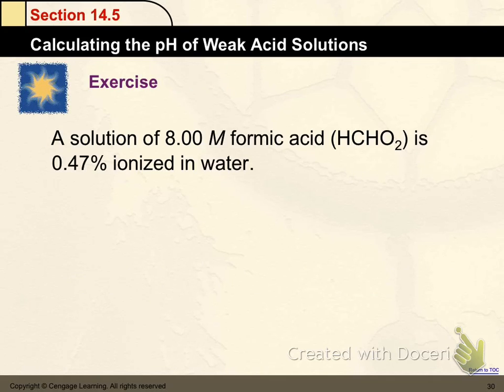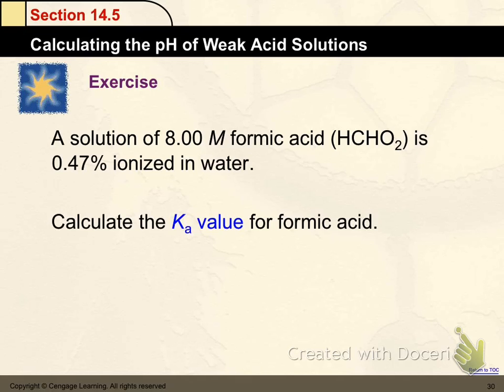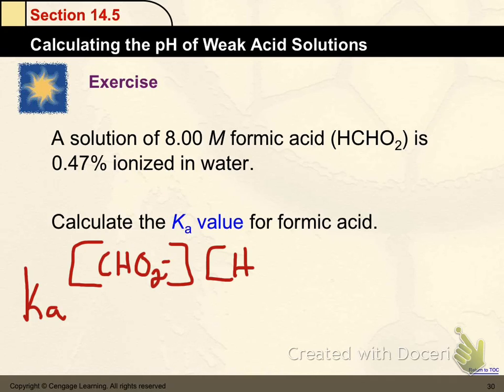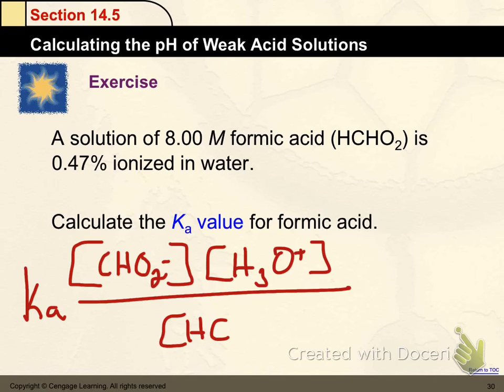So let's do some work with percent dissociation. We've got a solution of 8 molar formic acid. It's 0.47% ionized in water. I'm going to calculate the Ka value for formic acid. If we work this in reverse, we should remember that Ka for formic acid is just the CHO2 negative ion and the H3O plus ion on top divided by the material on the bottom, which is going to be HCHO2.